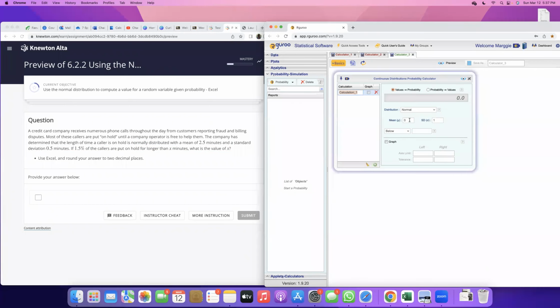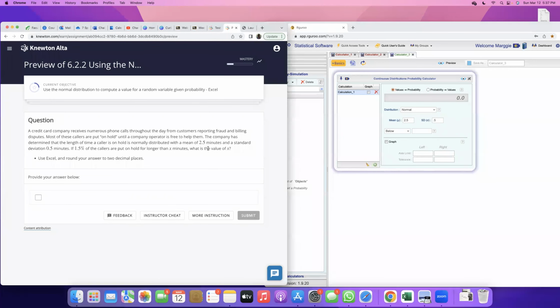Continuous. Let's write what we have. So we know the mean is 2.5. We know the standard deviation is 0.5. All right, and they know that 1.5% of the callers are put on hold for longer than X minutes. What is the value of X?